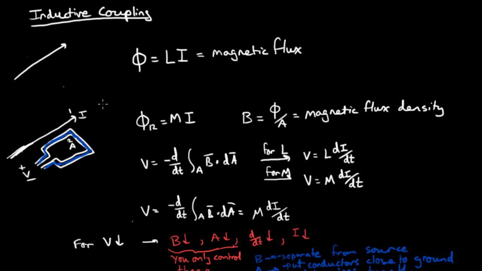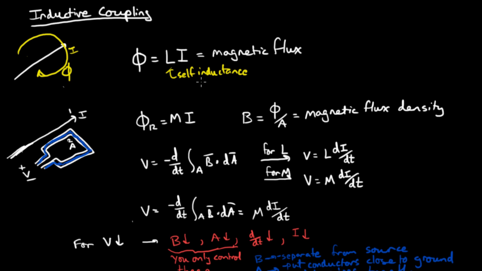In this video, I'm going to talk about inductive coupling. Whenever a current exists, it produces a magnetic flux proportional to the current. If I have a wire here with current I, I'm going to produce a magnetic flux that wraps around the wire according to the right-hand rule, and that's the magnetic flux. A magnetic flux for that wire is equal to the inductance, which is the self-inductance times current.